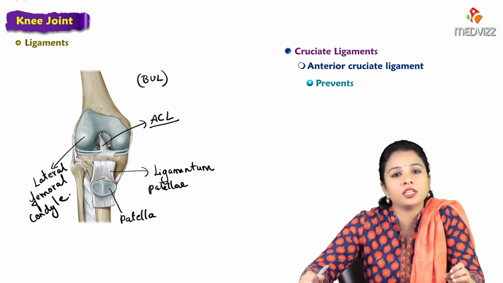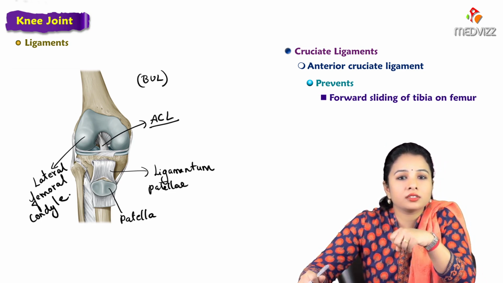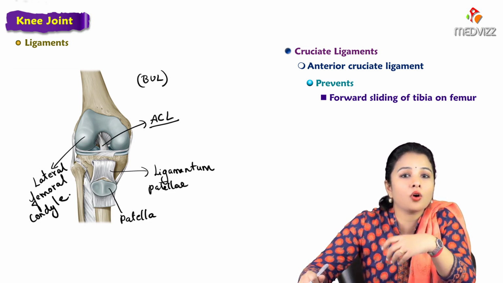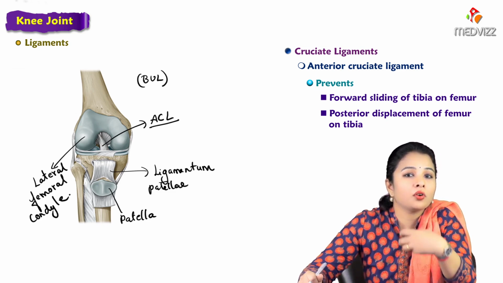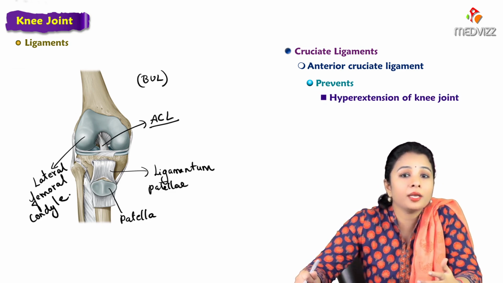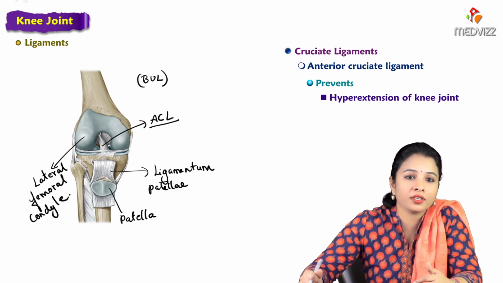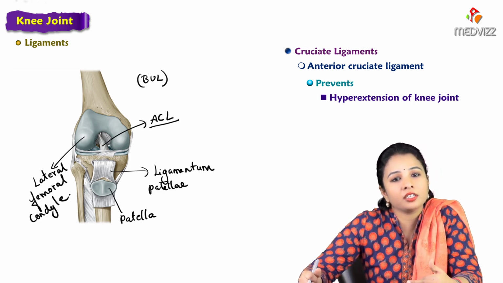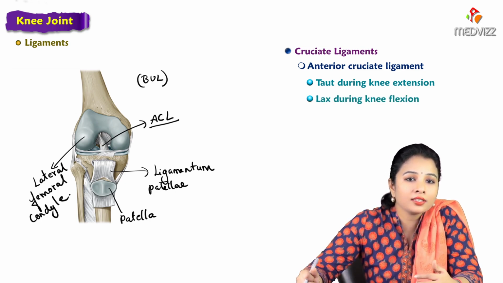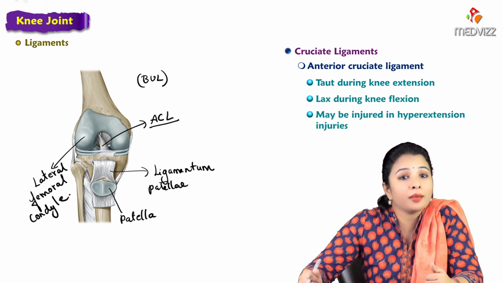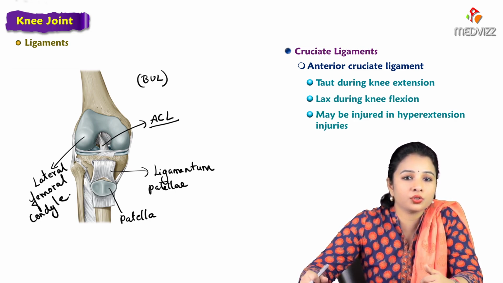The anterior cruciate ligament mainly prevents the forward sliding of the tibia on the femur, or the posterior dislocation of the femur on the tibia, and prevents hyperextension of the knee joint. It is taut during extension of the knee joint and lax during flexion. It may be injured in hyperextension injuries.